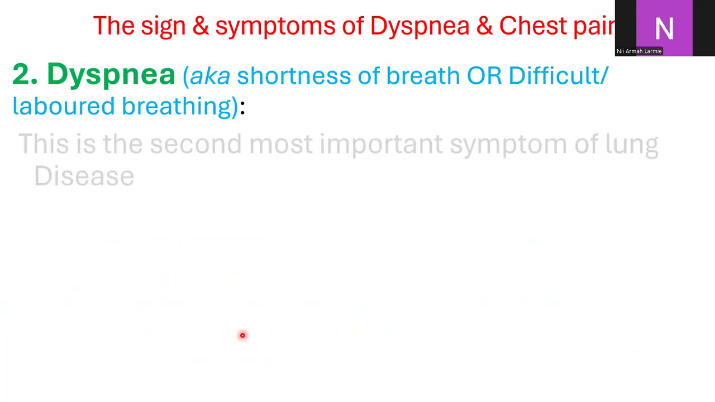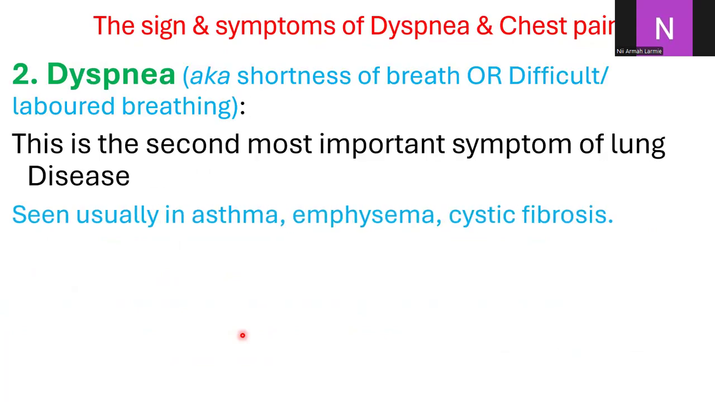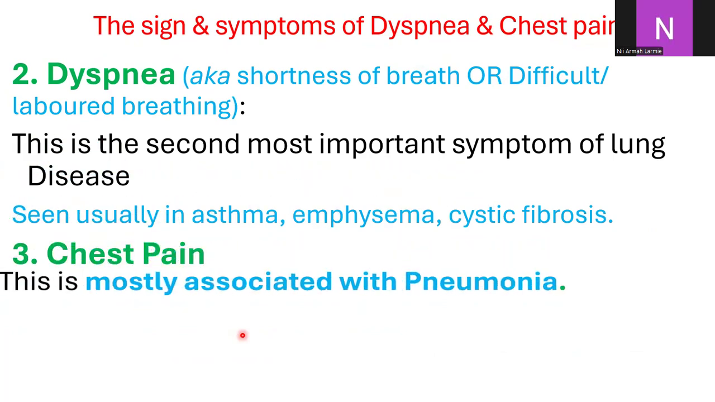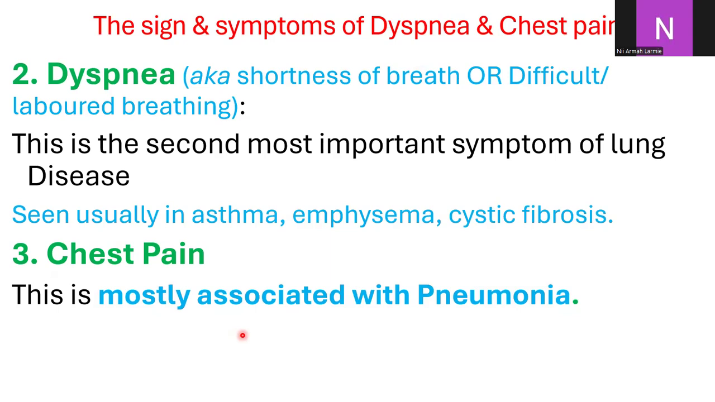Okay, the second symptom we said is dyspnea. Dyspnea, which is described as difficulty in breathing or labored breathing, or you can also say shortness of breath. Normally, this can also be accompanied with pain. Dyspnea may point us to asthma, or it may point us to damage to our alveoli, which is emphysema, or it could point to thick mucus being formed in cystic fibrosis. So dyspnea is the second most important symptom and sign that points to respiratory tract disease.